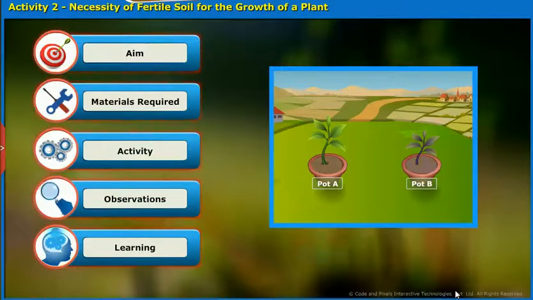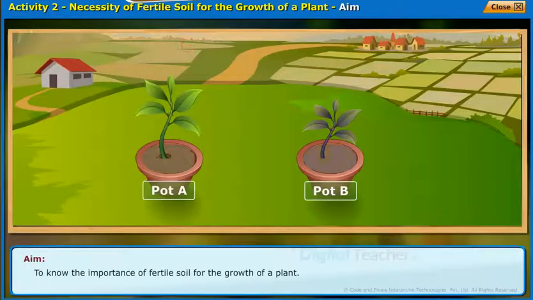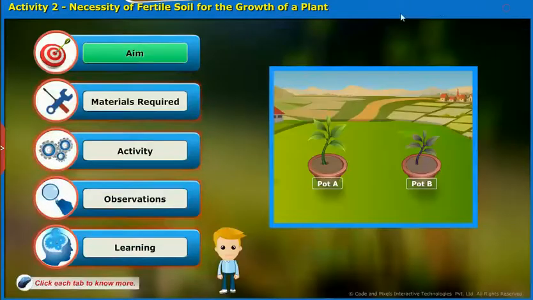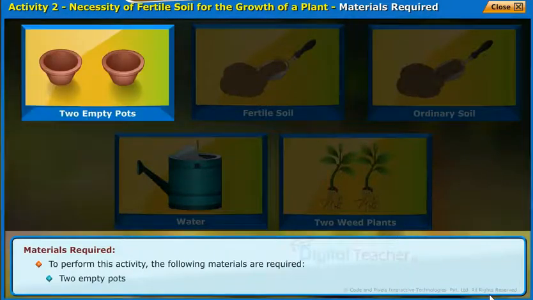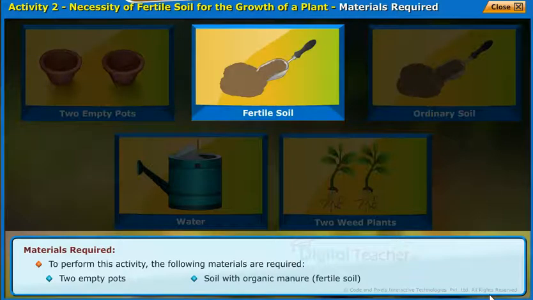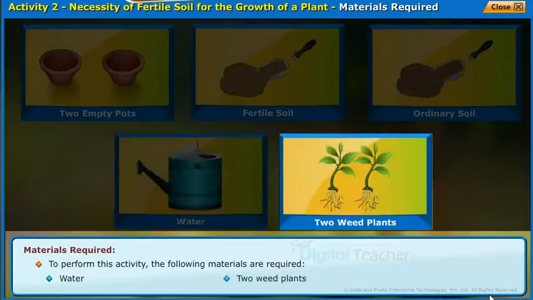Here, let us perform an activity to know the importance of fertile soil for the growth of a plant. Click each tab to know more. To know the importance of fertile soil for the growth of a plant. To perform this activity, the following materials are required: 2 empty pots, soil with organic manure or fertile soil, ordinary soil, water, 2 weed plants.